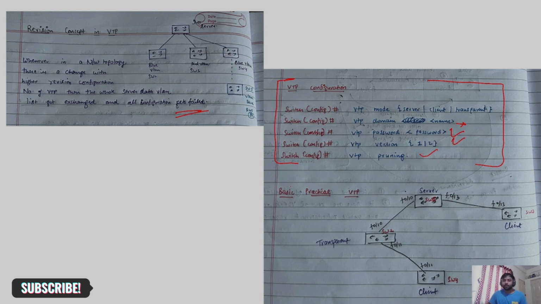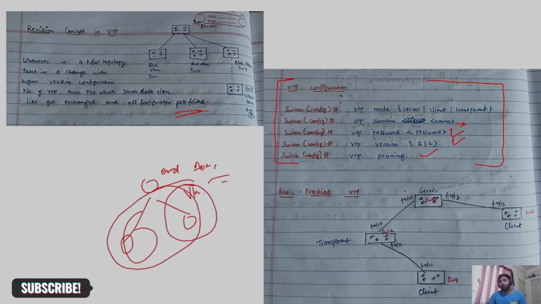Pruning is like whenever we have end switches, like your access switches, with some end nodes on them, and they are utilizing some VLAN, but there is no traffic going there, that is where we utilize pruning. So let's understand with a practical.